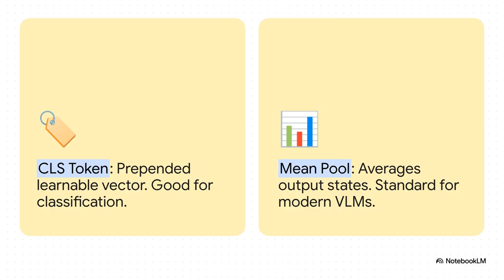But the newer approach is mean pooling. You literally just average out the output states of all your patch tokens, and that is the standard for modern vision language models today, like SigLIP and DINOv2.